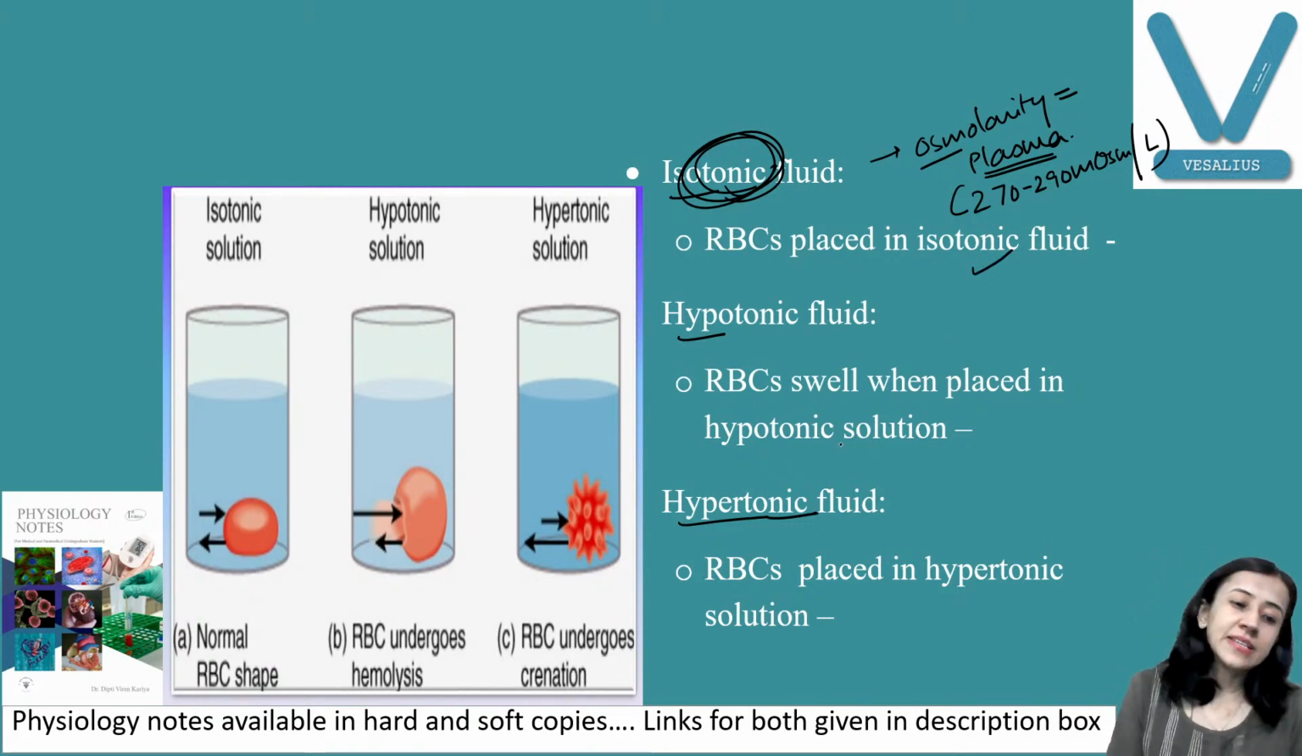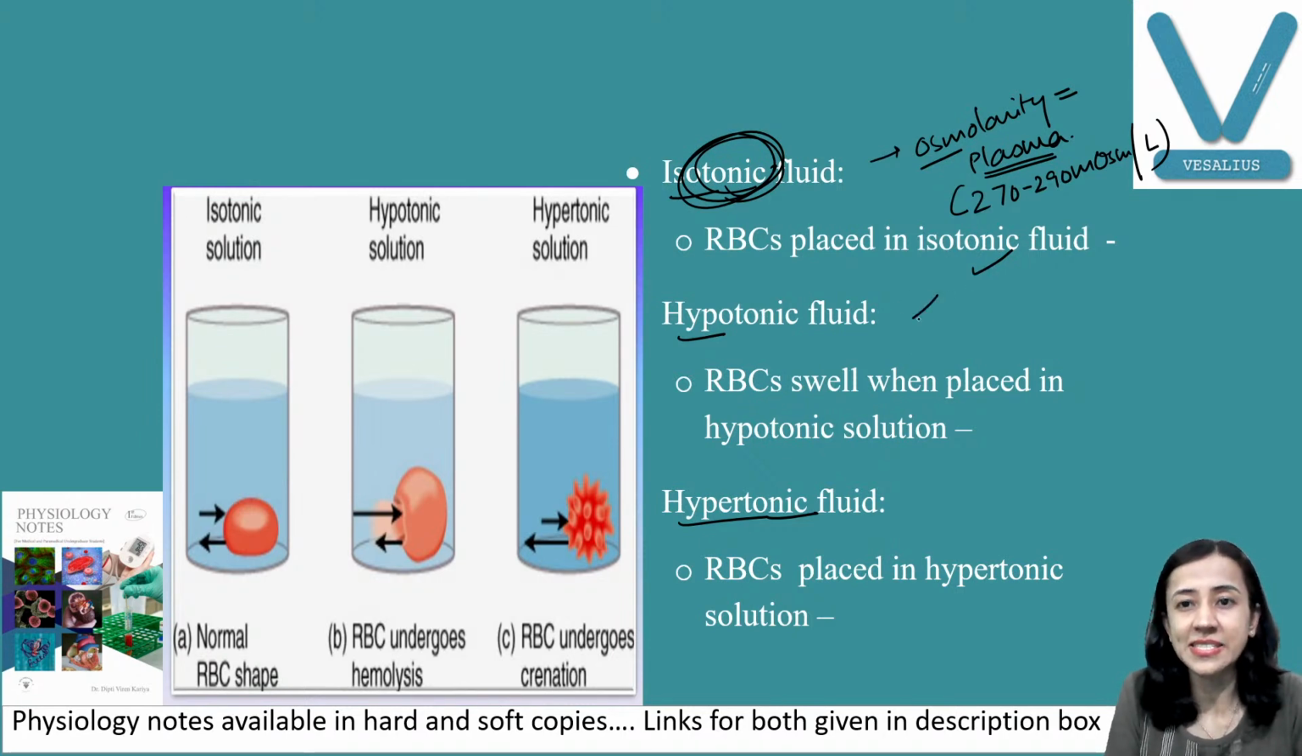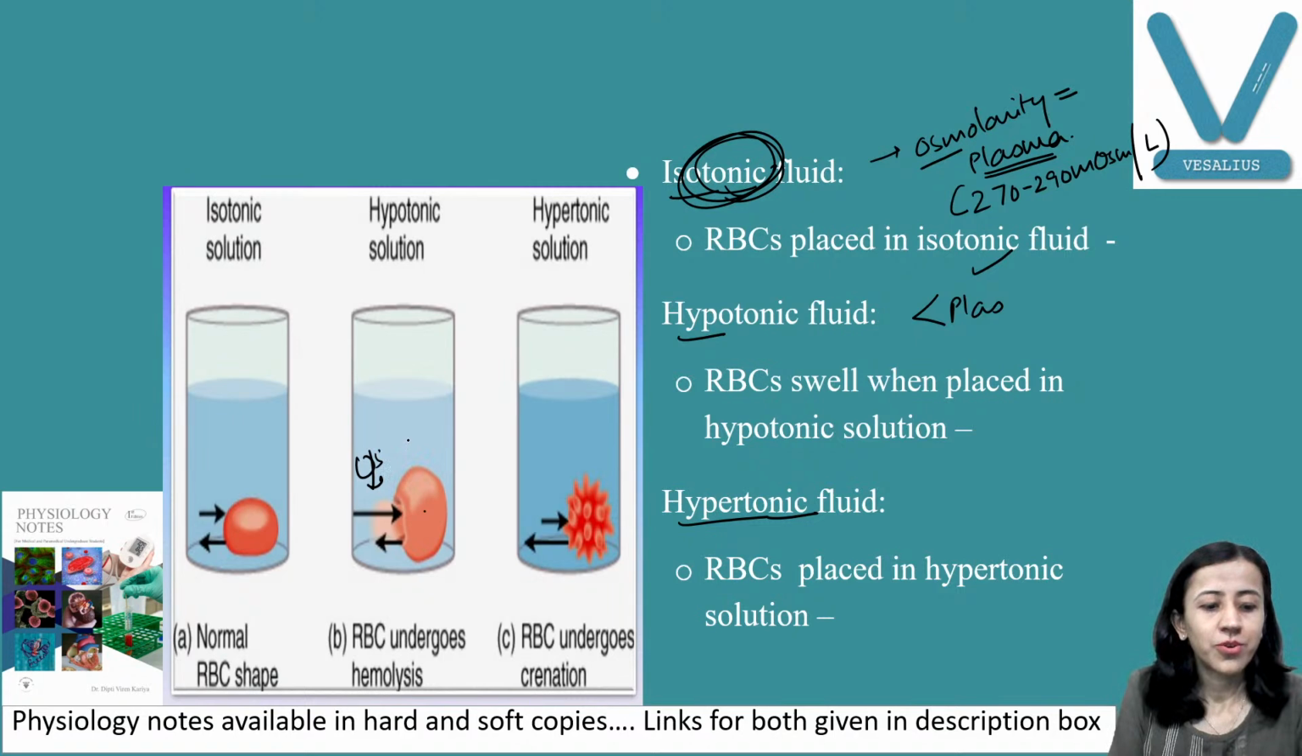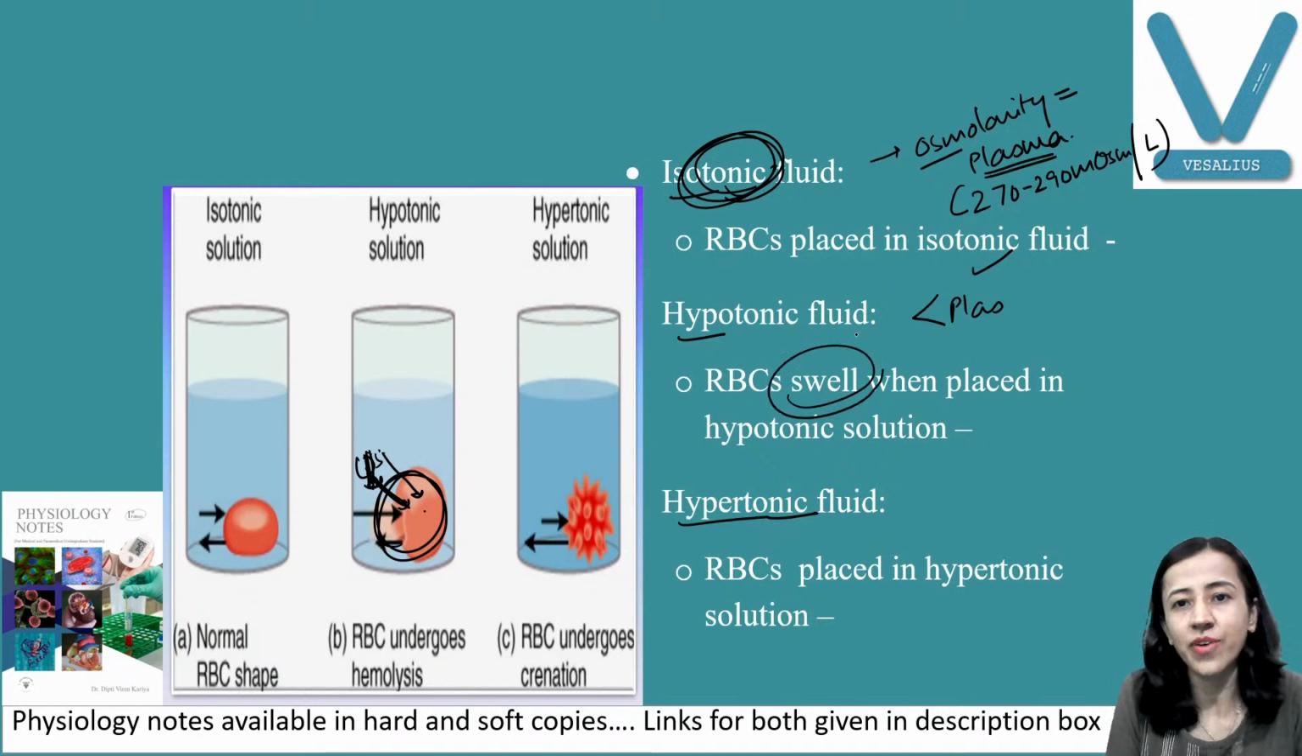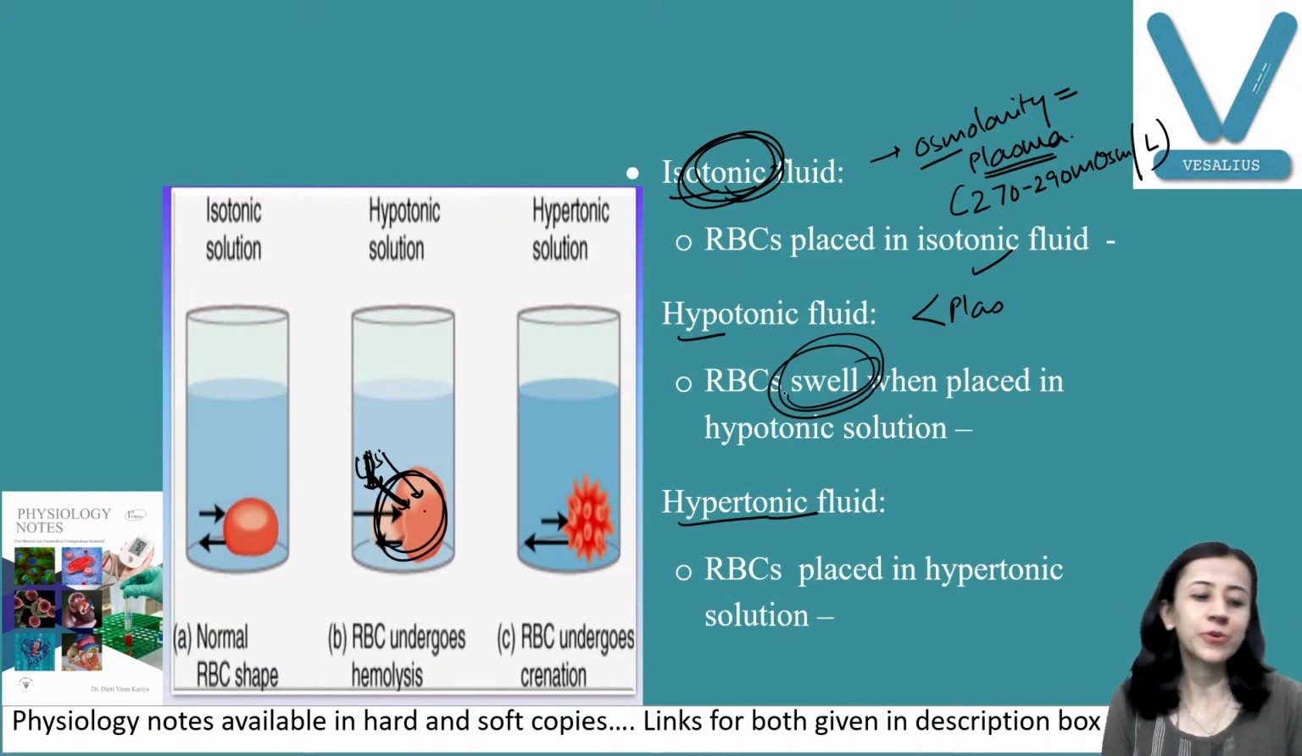Fine. Second, hypotonic means when osmolarity is less than plasma. Suppose RBCs are placed in hypotonic solution, what happens? Osmolarity less here, more here. So fluid moves. Osmolarity is less means fluid moves from outside to inside. So RBCs swell. There is swelling of RBC if placed in hypotonic solution.